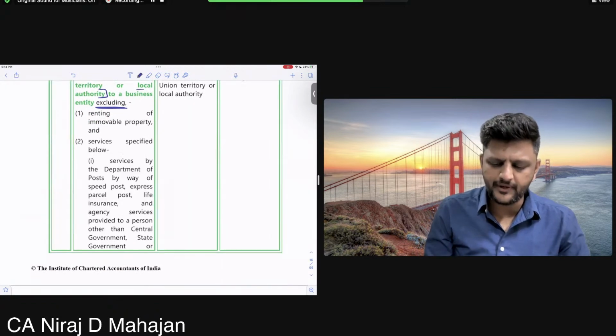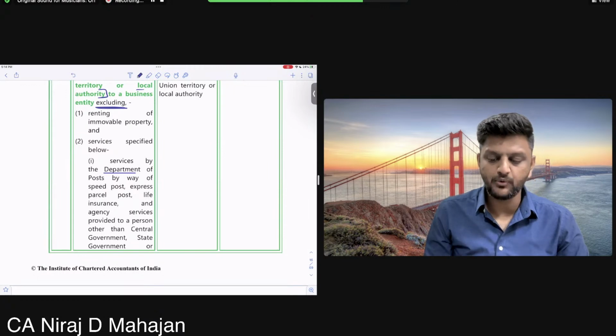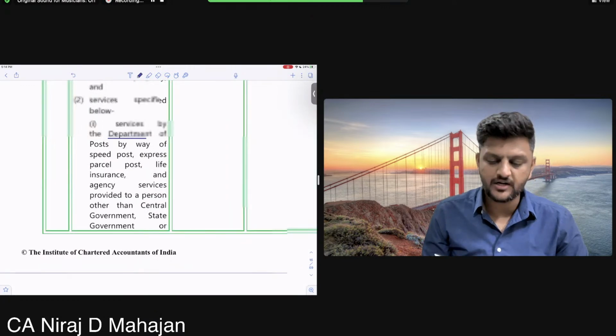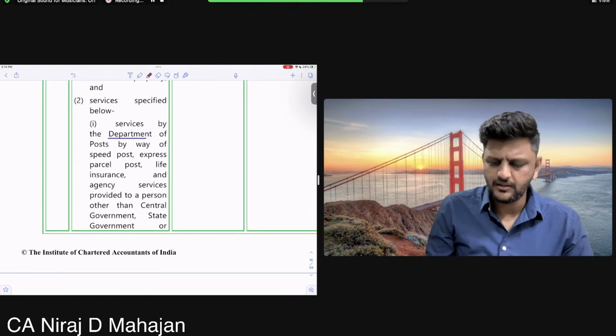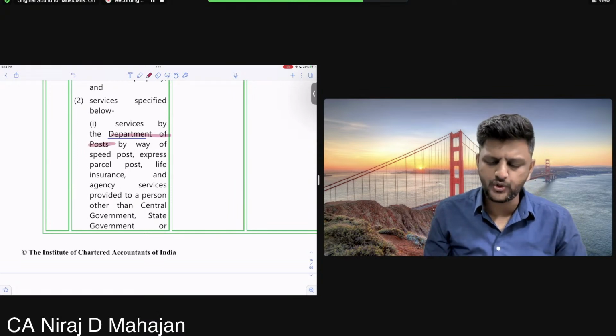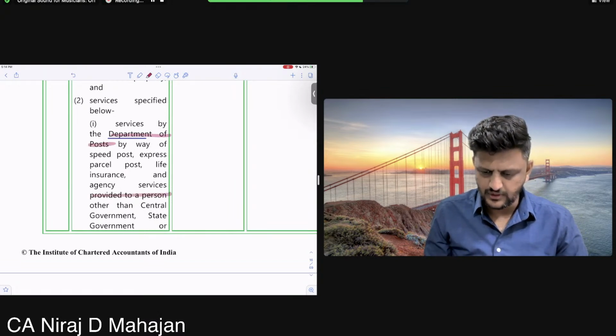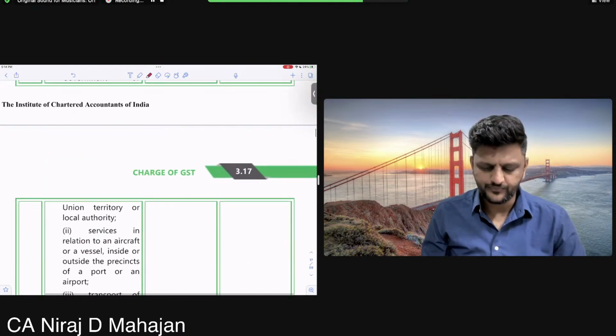Services by Department of Posts, by way of speed post, express parcel post, life insurance, and agency services by the Department of Post. Okay? And agency services provided to a person other than CG, SG, or UT or local authority.